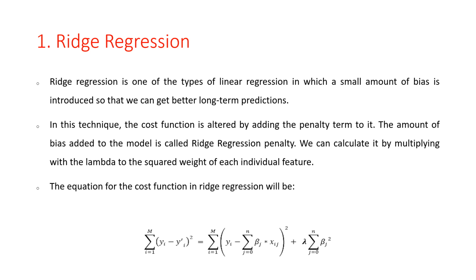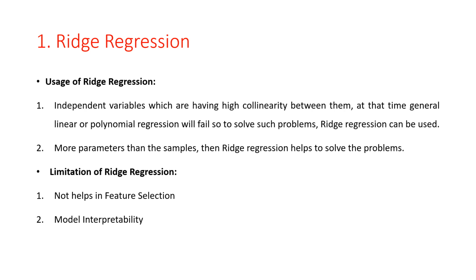So ridge regression helps to solve the problem if we have more parameters than samples. Next are the uses of ridge regression. The first is when we have independent variables with high collinearity, that means the problem of multicollinearity between them. At that time, general linear regression or polynomial regression will fail. So to solve this type of high collinearity problem, we can use ridge regression.